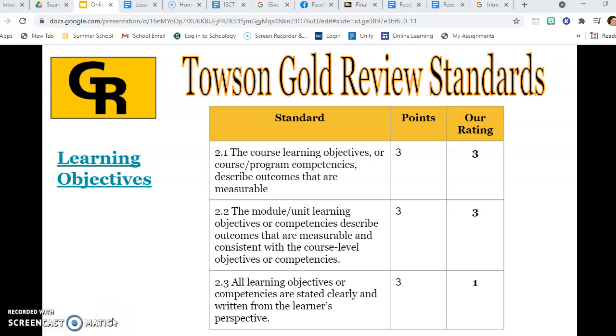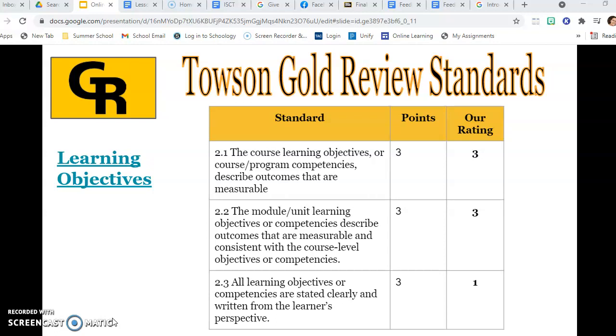The following two slides address the learning objective standards. The objectives within this course are measurable, therefore a 3 was assigned to that standard. They are also consistent with course level objectives or competencies, so again a 3 was assigned. However, these learning objectives are not explicitly stated to the learner.